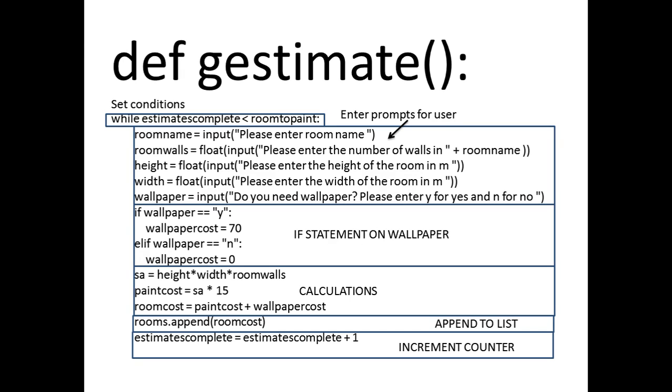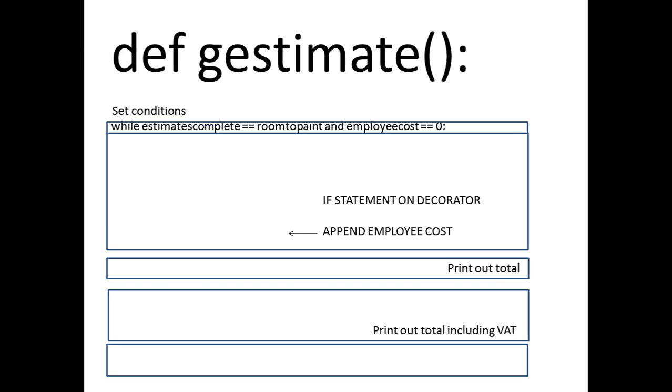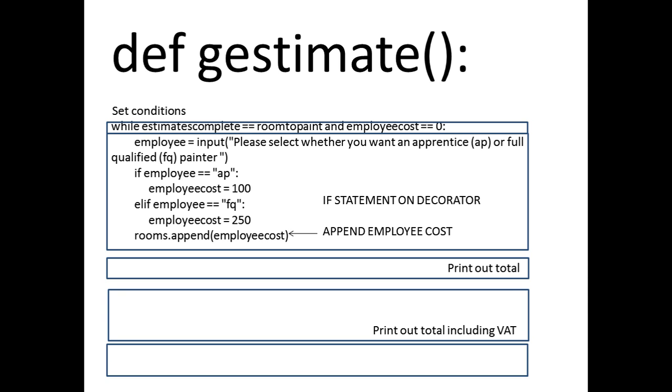When estimates complete is equal to rooms to paint, which is our second while loop, and whilst employee cost is zero, now that's important because you only pay for the decorator once, you then select whether you want an apprentice or a fully qualified painter using an if statement. When you've selected that, you append the employee cost. Then, once you've done that, you're ready to print out the total.